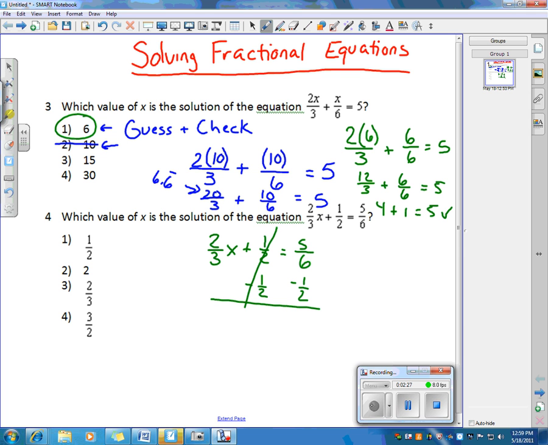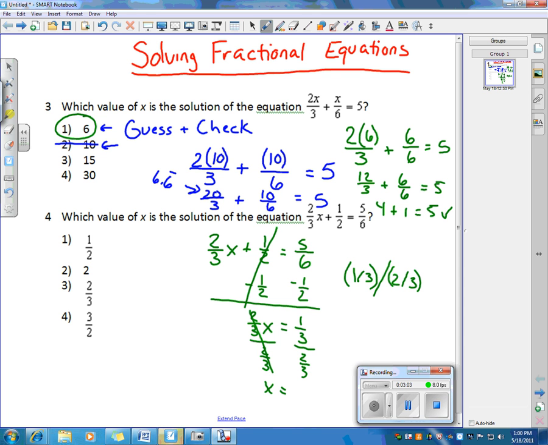So now we got 2/3 x on the left side. That's going to equal 5/6 minus 1/2. Now, if you use the calculator, just make sure you put in parentheses. So 5/6 minus 1/2 will be 1/3. Now we've got to divide both sides by 2/3. And again, we can use a calculator for that. Just make sure you use parentheses. So it looks something like this in the calculator: 1 divided by 3, close parentheses, divided by parentheses, 2 divided by 3.